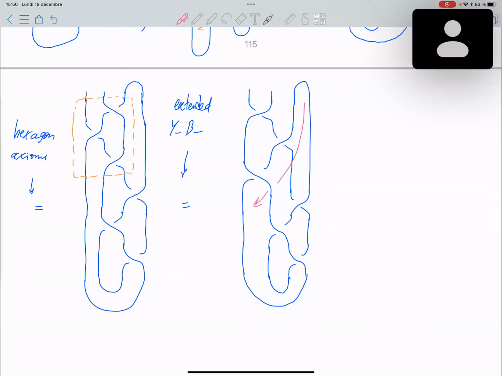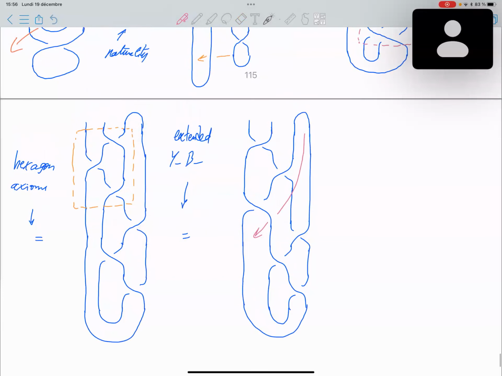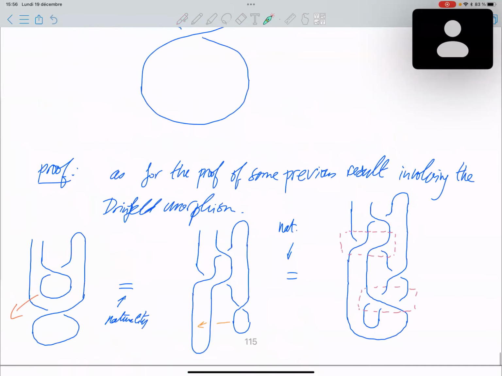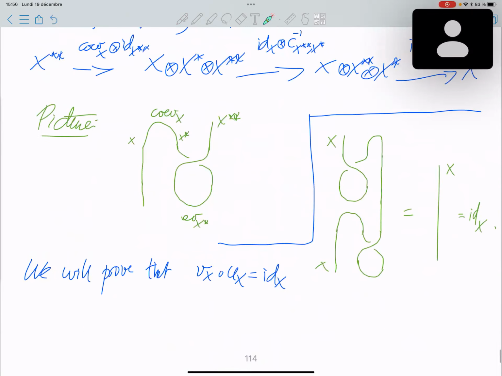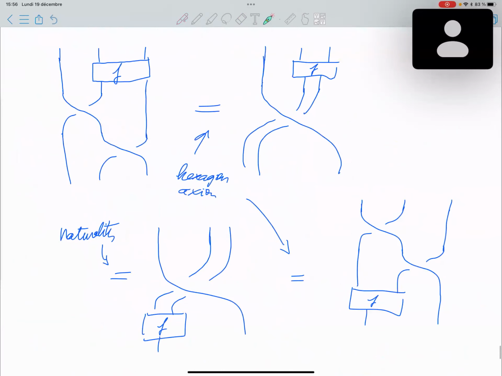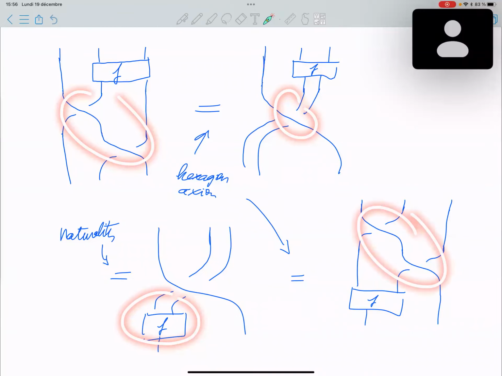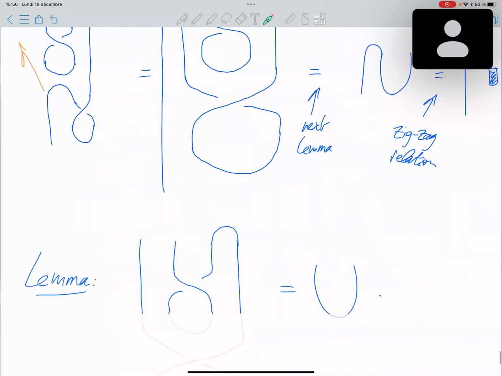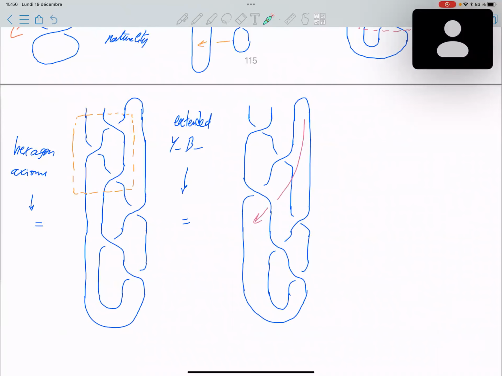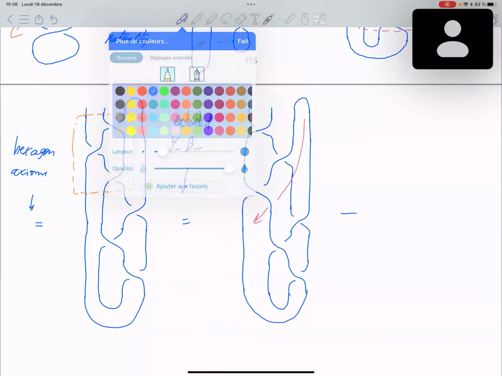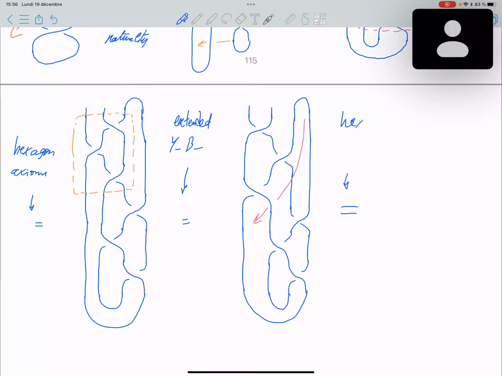So you have to apply, we will make a shortcut here. You need first to apply the hexagon to make this one a crossing, like we did here. Where is it? Like we did here, you first make that like that, and then you make this crossing, and then you come back like that. So you got the idea. You can go faster. So this is equal by hexagon plus naturality plus naturality plus hexagon.